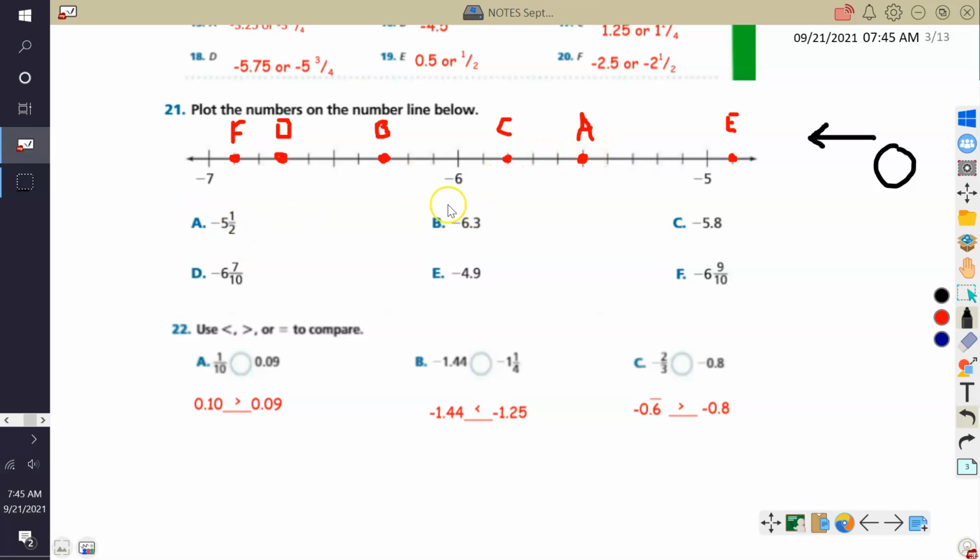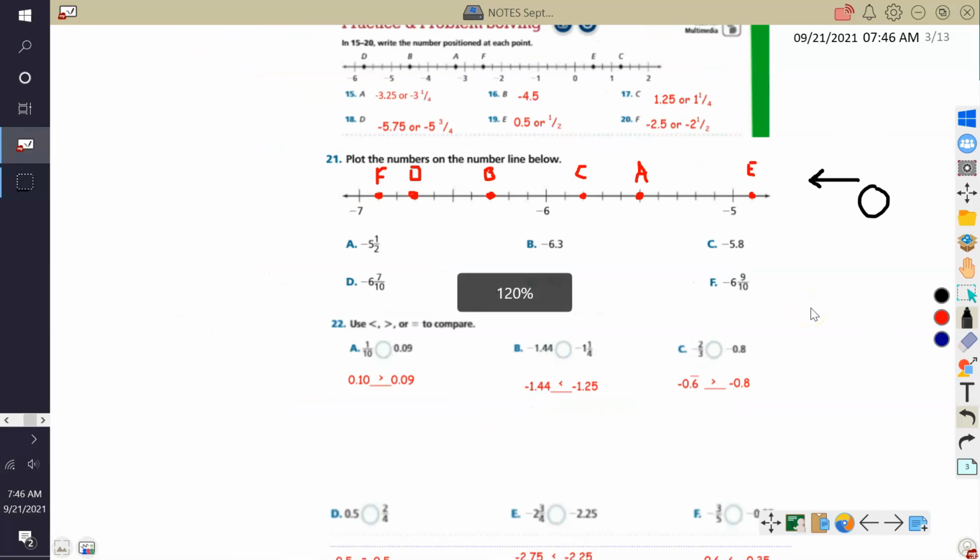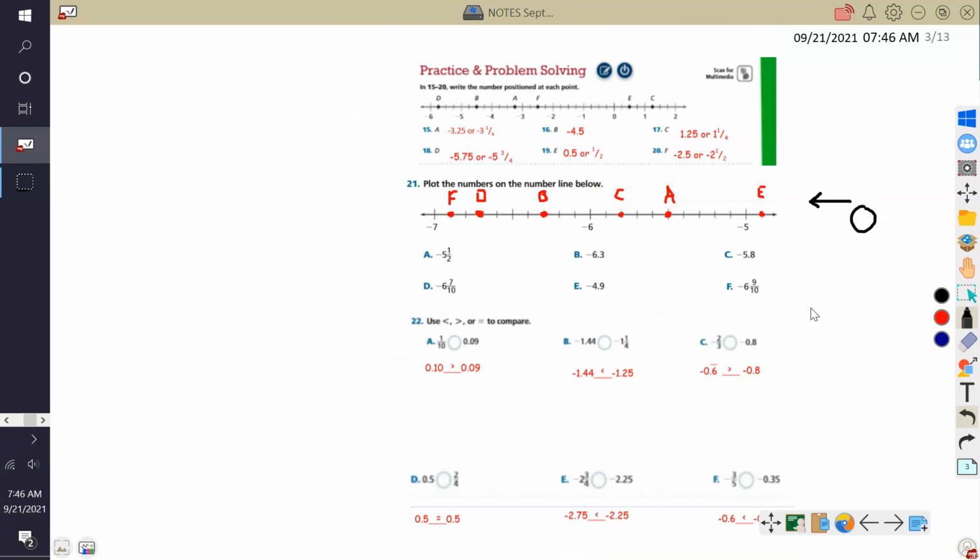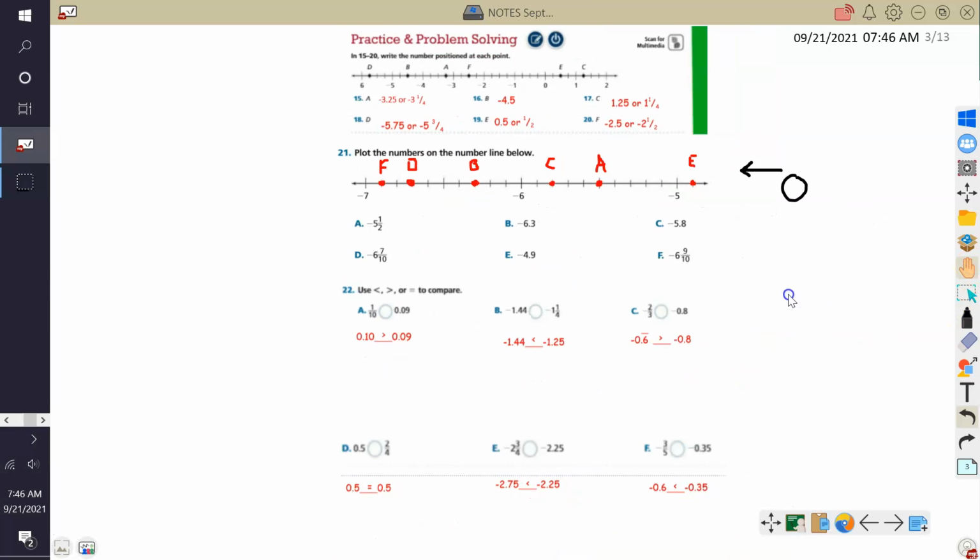So when you're moving to negative 6.3, you have to pass the negative 6. It's somewhere between negative 6 and negative 7. Okay, it's not in between negative 6 and negative 5, right? Negative 6.3 is somewhere on its way to negative 7. So that's why you'd say negative 6.1, 6.2, 6.3 right here. All right, check the rest of these. And you can pause right here and double check your answers.